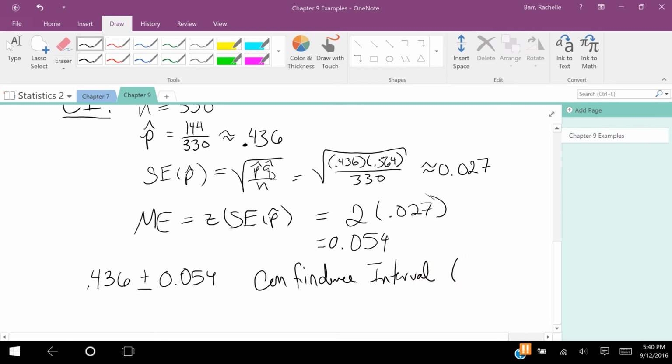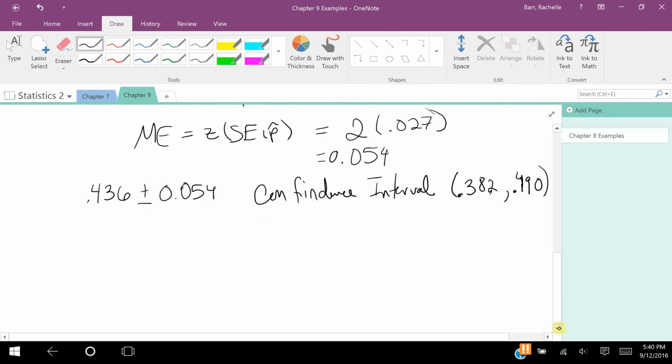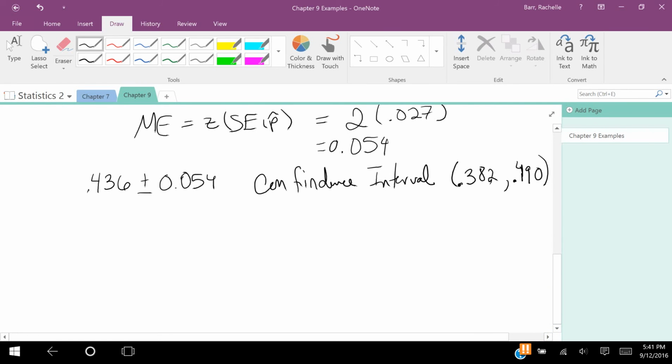So if you subtract that, you get a lower bound of about 0.382 and an upper bound of 0.490. Ooh, that 4 did not come out good. Okay, there we go. All right, so let's describe this now. So what we would report is that we are approximately 95% confident that between 38.3% and 49% of voters will vote yes on the upcoming budget, which isn't very good if you need a majority.